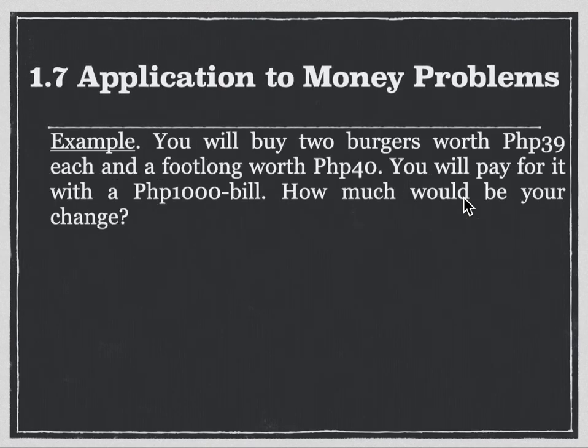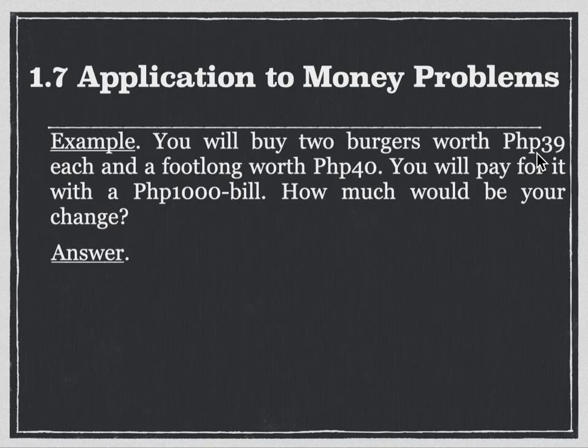Let's have another example. You will buy two burgers worth 39 pesos each. So there are two of them. So 39 times 2. And a foot long worth 40 pesos. You'll pay for it with a 1,000 peso bill. How much would be your change? So what will be our answer there? So 39 times 2. Actually, you can just have it as 40 times 2. That's 80 minus 2. That's going to be 78 plus 40. That's going to give you 118. Since 3 of them is going to be 40 minus 2. 3 times 40 is 120. So minus 2 is 118.